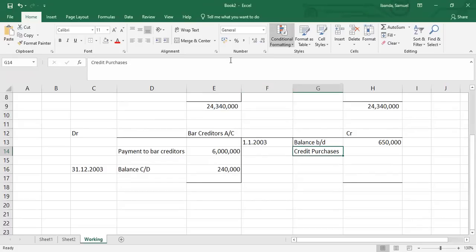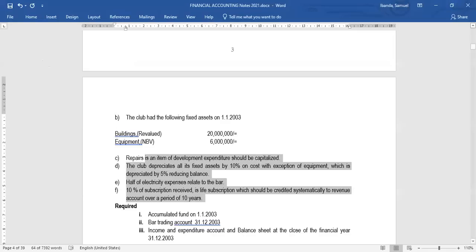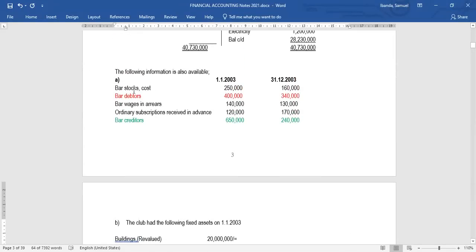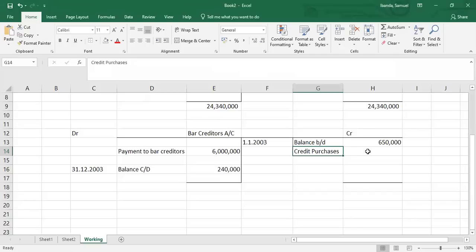It's the reason why they have given you this information. Every time they give you this beginning information and closing information, know that you're going to draw up T accounts and be able to determine either credit purchases, or credit sales, and so on, okay?